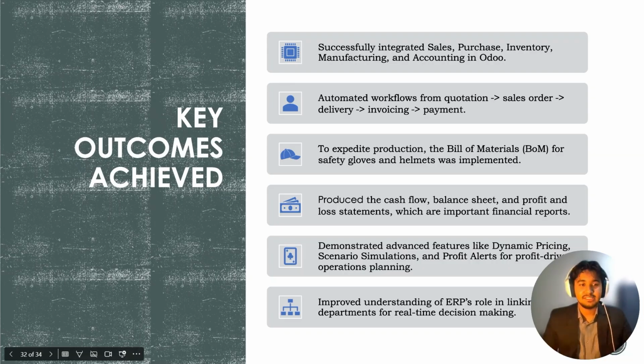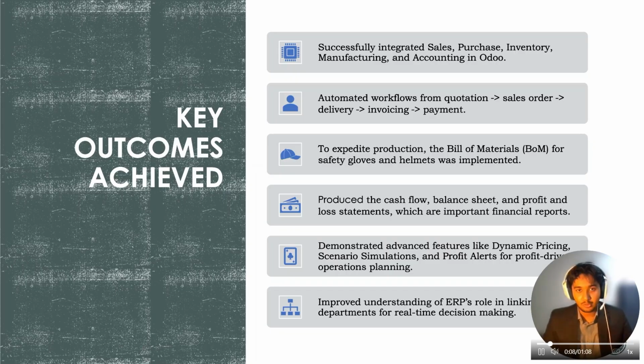All right, so these are the key outcomes achieved through this project. We successfully integrated all the key modules in Odoo: sales, purchase, inventory, manufacturing, and even accounting. We also automated the entire workflow, starting from quotation to sales order to delivery, invoicing, and also the payment. To support production, we implemented the bill of materials for both safety gloves and safety helmets. This ensured accurate tracking of raw materials and finished goods.